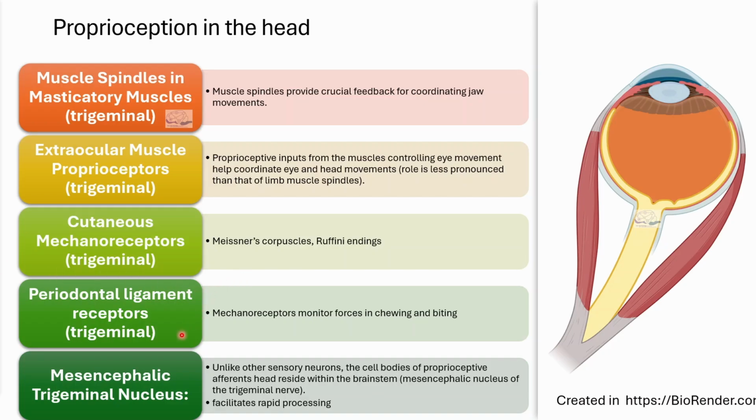And the somewhat unusual thing about proprioception for the trigeminal nerve is that there isn't a cell body in the dorsal nerve root. There isn't a cell body in the trigeminal ganglion, in other words. The cell bodies for proprioception are actually within the brainstem, the mesencephalic nucleus of the trigeminal nerve, and that is said to facilitate rapid processing.